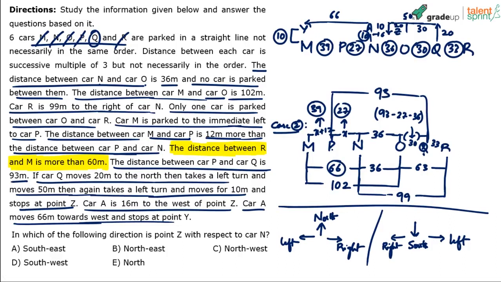You can answer the questions very easily now. What are the questions? In which of the following directions is point Z with respect to car N? Point Z with respect to car N. See, N is here and Z is there. So from N to Z, which direction do you have to go? North, east. Z is between the north side and the east side, right? From N, you have to go to point Z. If you go in the northeast direction. In which of the following directions is point Z with respect to point N? So from N, if you go in the northeast direction, option B would be the answer.